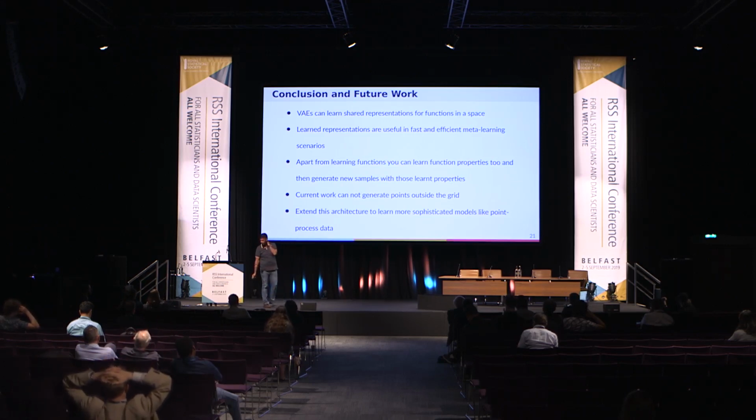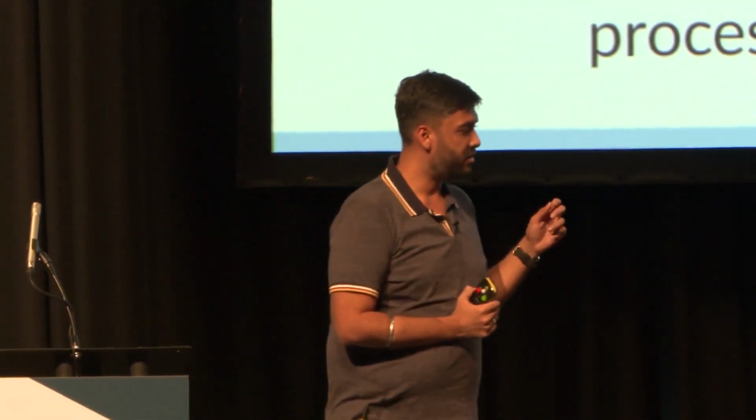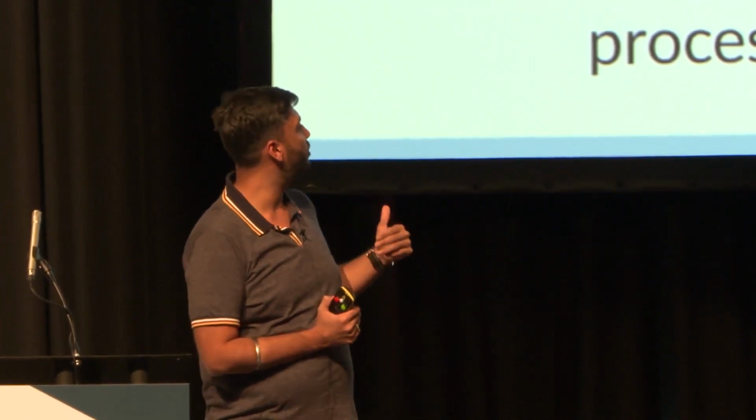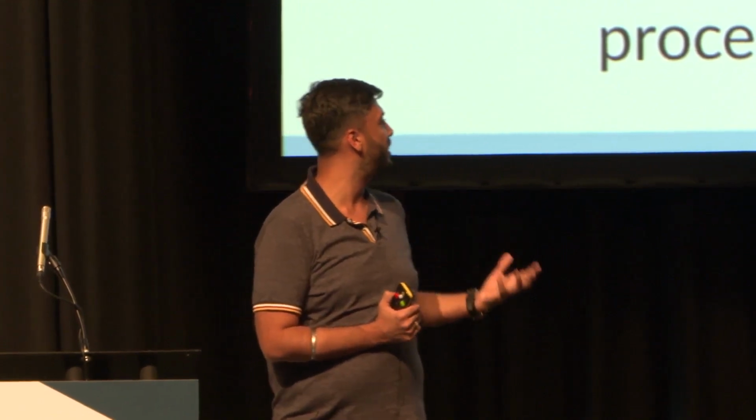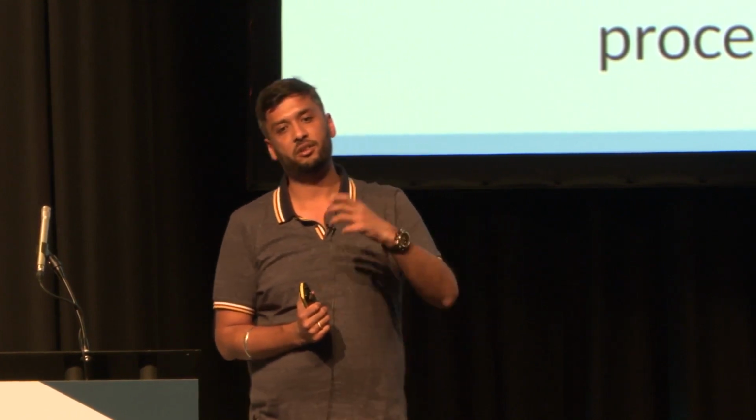But there are still a few limitations of the current work. One is that currently we cannot produce estimates for points outside our grid. Once we have defined that our grid is within 0 to 100, on which we are sampling on the X scale, we cannot go outside of that. We are working on how to do that. The other thing is we are looking forward to extending this technique not just to learn Gaussian methods, but more sophisticated models like point process data, where you can learn the distributions of the times and the distributions on a spatial scale.